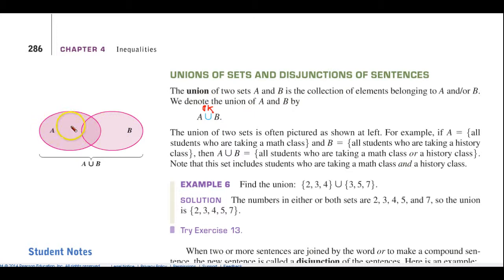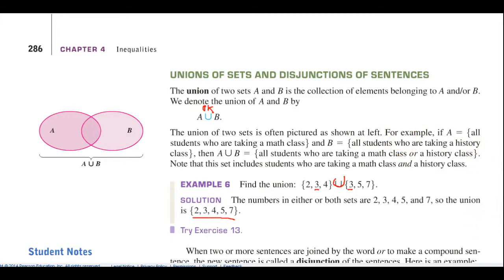So if this is 1, 2, 3, 4, 5, 6, 7, 8, now in union, it would include everything. So here we have set A being these, set B being these. Now if we were doing intersection, only the 3 is common to both. But since we're doing union, we now include all of them in our roster notation. Okay?